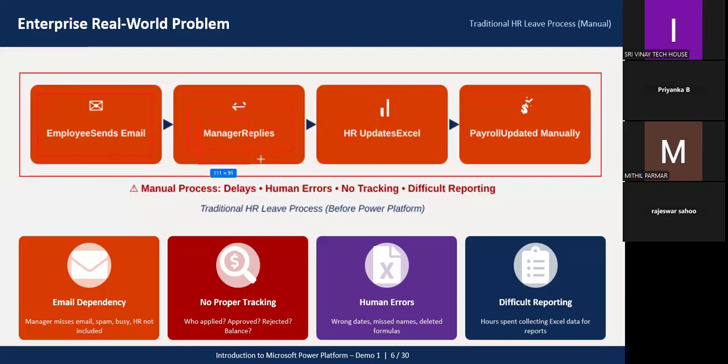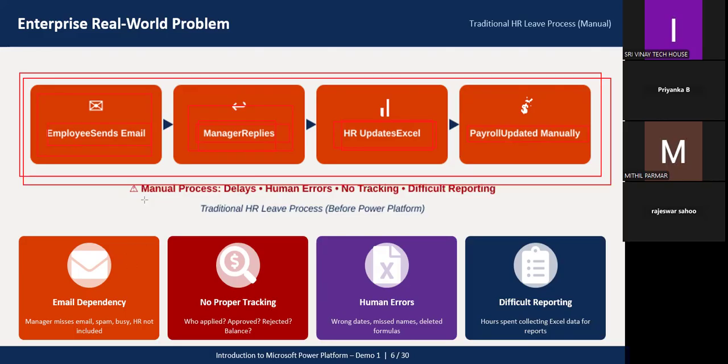Based on the manager's reply, HR will update that information. For example, the employee wants to take 3 days of leave. Let's assume the manager approved 3 days of leave. HR updates his 3 days of leave from so and so date. Only then will the payroll system update the number of leave days, and based on that, payroll will credit the salary by cutting 3 days of leave for the month. This is a manual process.